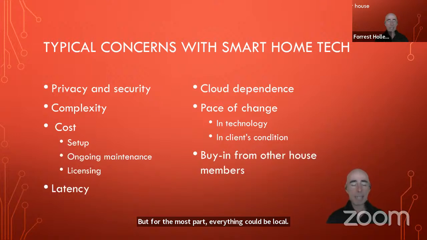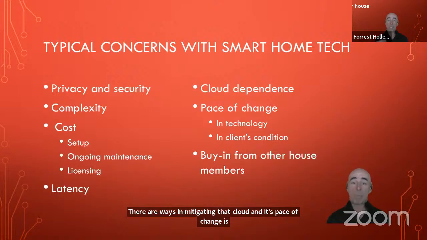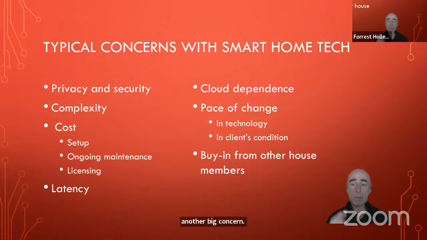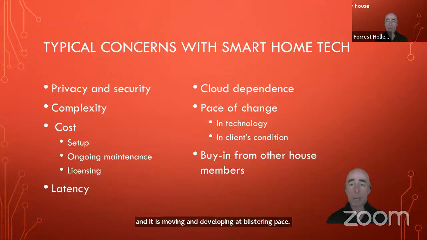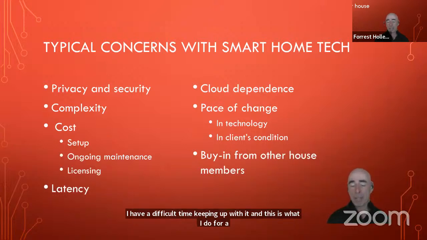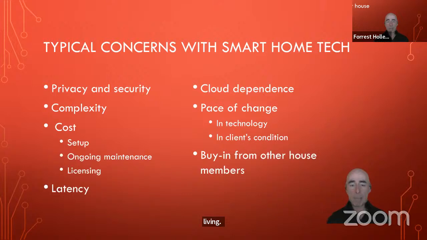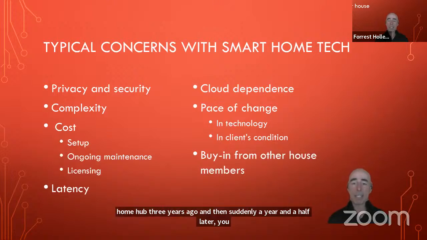Pace of change is another big concern for people. So it's a pace of change in technology. Smart home technology is very nascent, and it is moving and developing at a blistering pace. I have a difficult time keeping up with it, and this is what I do for a living. So can you imagine people who invested in a Wink smart home hub 3 years ago, and then suddenly a year and a half later, that becomes obsolete. It just doesn't work anymore. They've got to replace it. Well, that's just the nature of the technology.